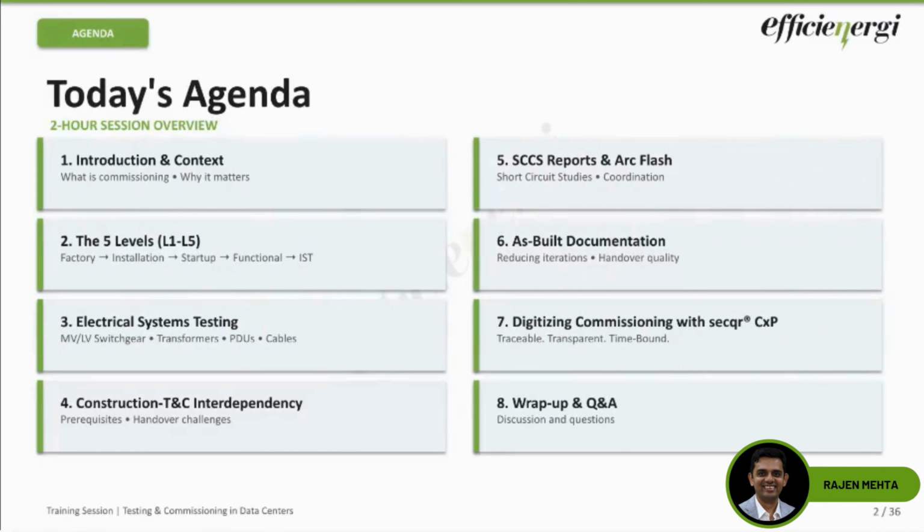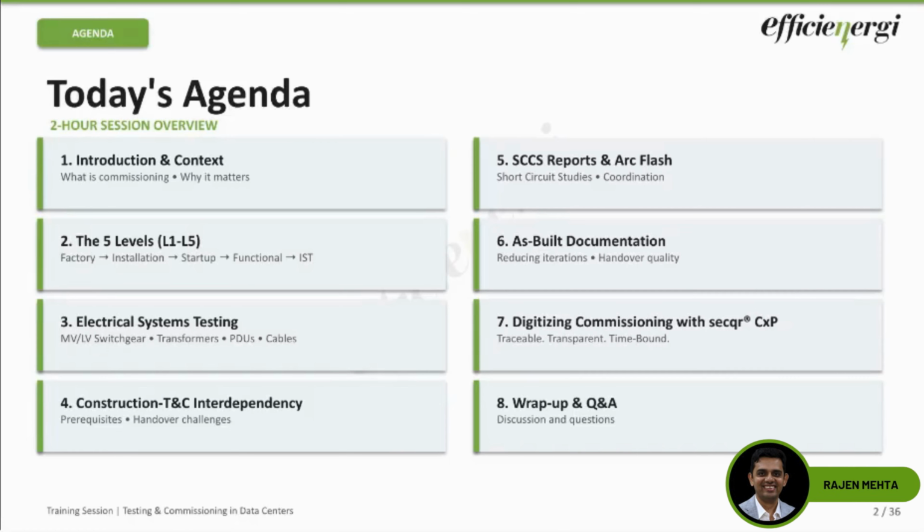Some of the pain points I would like to understand: how many of you have experienced delays because construction wasn't ready for commissioning? These are some of the pain points I'm going to be addressing. How many of you had to redo some work because documentation wasn't updated? I'm sure my BOM colleagues from 63 will have lots of examples on these. So these are some of the issues that we will address today.